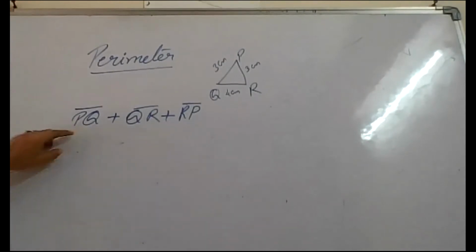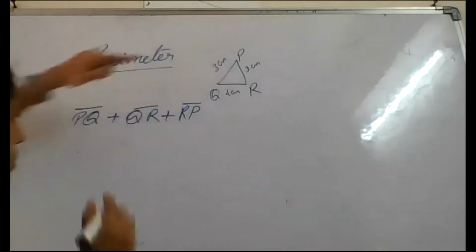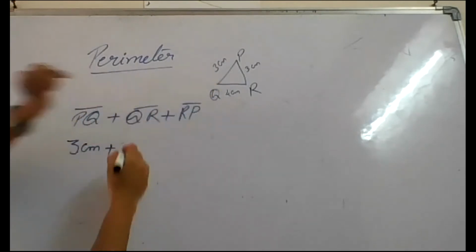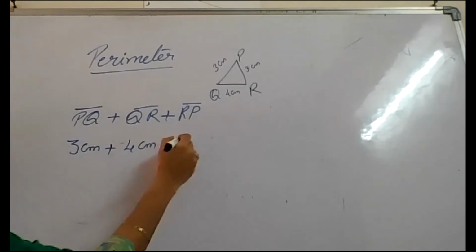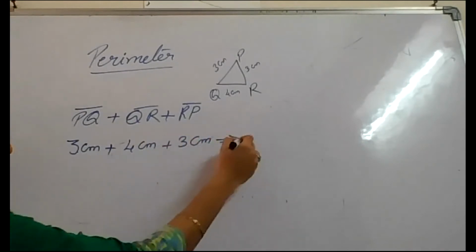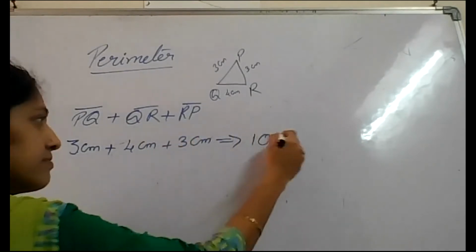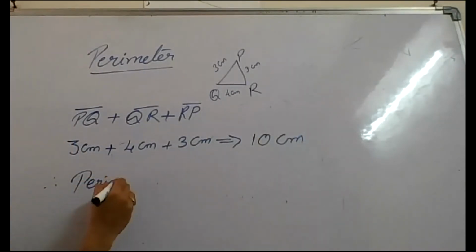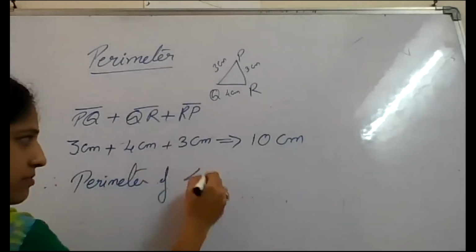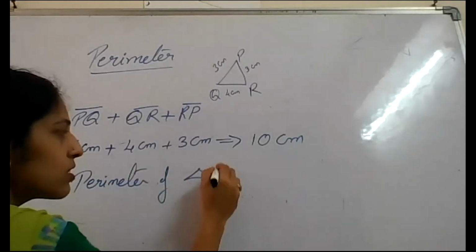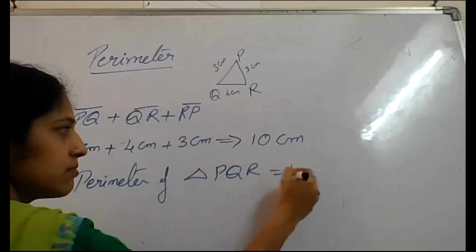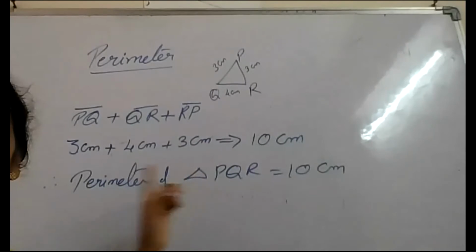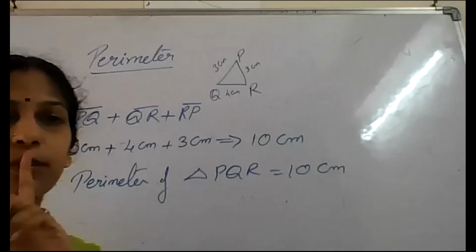Now, what is the length of line segment PQ? 3 centimeters, plus 3 centimeters, plus 4 centimeters. So the perimeter is 10 centimeters. Perimeter of triangle PQR is equal to 10 centimeters. Ma'am, should we write? Write: perimeter of triangle PQR is equal to 10 centimeters. Please keep on mute.